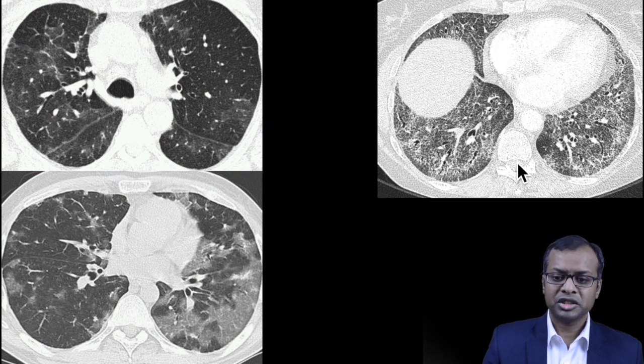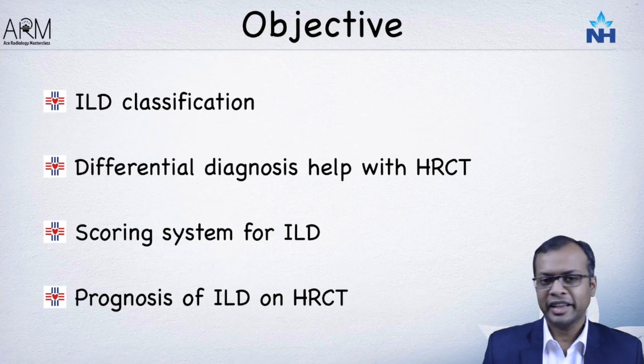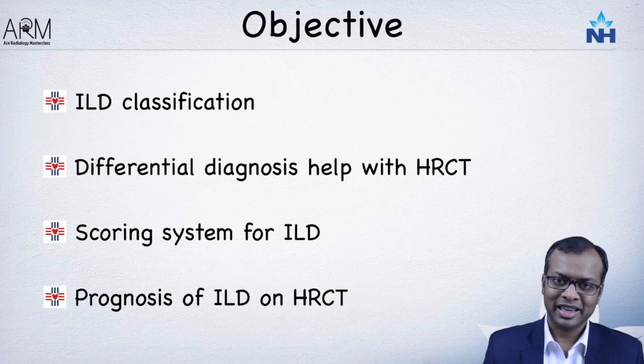This is one more patient. Again, you're seeing extensive ground glass. And if you see, the subpleural aspect of the lungs is spared, with traction bronchiectasis, fibrosing interstitial lung disease, but it is inconsistent with UIP, so it will be an alternative diagnosis. So that was all about ILD classification.